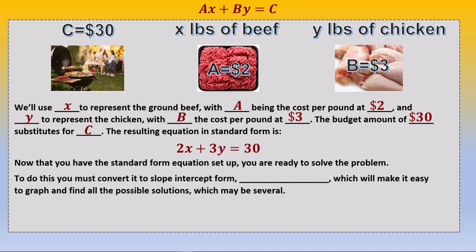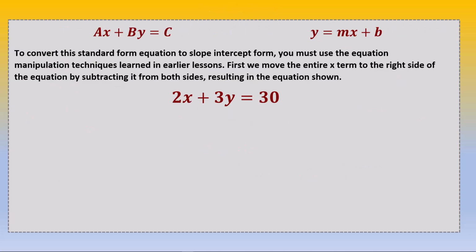To do this, you must convert it to slope-intercept form, y equals mx plus b, which will make it easy to graph and find all the possible solutions, which may be several. To convert this standard form equation to slope-intercept form, you must use the equation manipulation techniques learned in earlier lessons. First, we move the entire x term to the right side of the equation by subtracting it from both sides, resulting in the equation shown, 3y equals negative 2x plus 30.